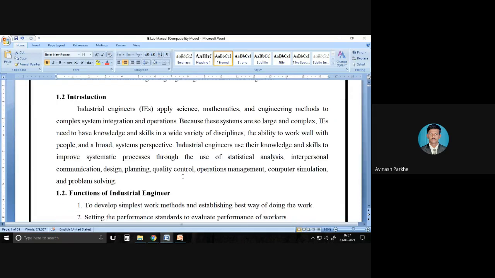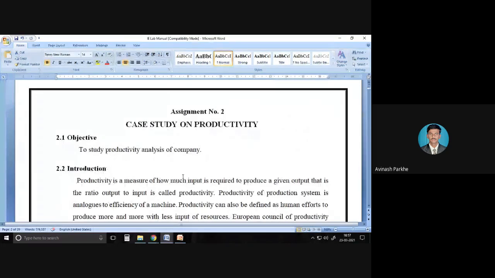And based on chapter number 1 only, you have the second assignment, that is experiment number 2, a case study on productivity. Whenever I have to check the efficiency of an industry, whenever I have to check the output of that particular industry, at that time I am checking the productivity of that industry. Efficiency will be checked by using productivity.